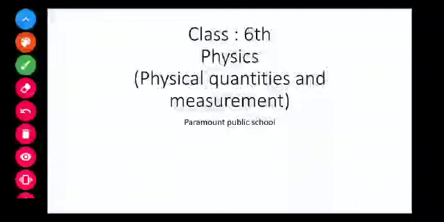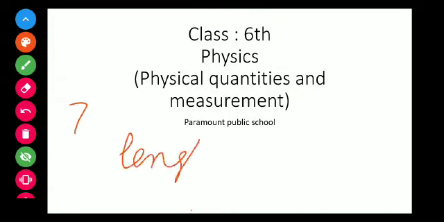Students, this chapter is physical quantity and measurement. In the previous chapter we studied the seven fundamental units and seven fundamental quantities. Among the seven fundamental quantities, the first is length. This is a fundamental physical quantity, and the fundamental unit of length is the meter.